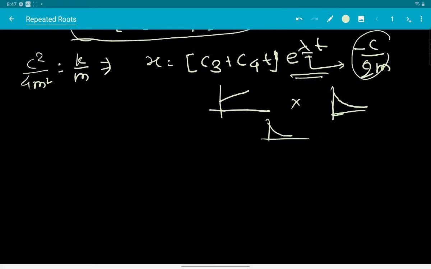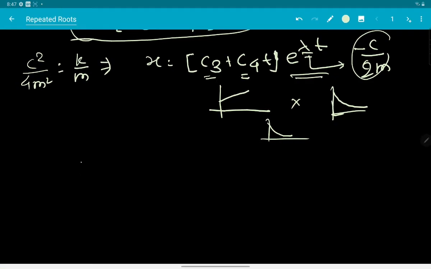So what was the case which gave us oscillatory solution? Only when c square by 4m square is smaller than k by m, you end up having oscillatory solution. Otherwise displacement variation is not at all oscillatory, so mass will not oscillate. So if you choose your properties k, m and c in such a way that c square by 4m square is not smaller than k by m, then no matter what initial conditions you give, you are not going to end up having oscillatory solution. Okay, so let's try to see how exactly c3 and c4 are dependent on initial conditions.